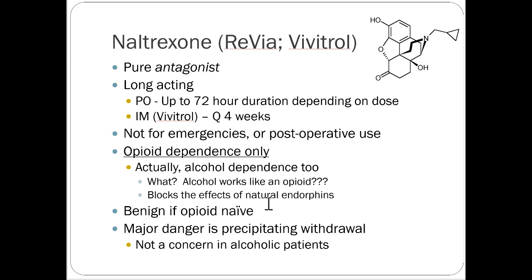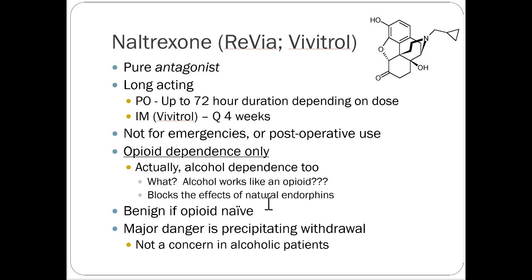Naltrexone is another pure antagonist, but it's a different use. It's not an emergent drug. It's used in a couple different forms. So there's a PO medication that has about a 72-hour duration, and an IM drug given every 4 weeks. So for opioid dependence, this is a medication that's used as a long-acting deterrent.